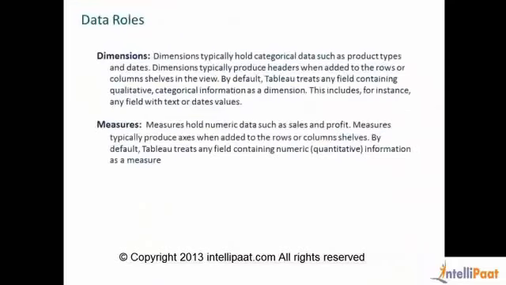So yeah, I've already explained this. These are called the data roles. So what is the dimension and what is the measure? Dimensions typically hold categorical data, such as product types, dates, or any of these things, which you create a header in your report. That's called the dimension. So Tableau treats all these qualitative categorical information as dimensions.